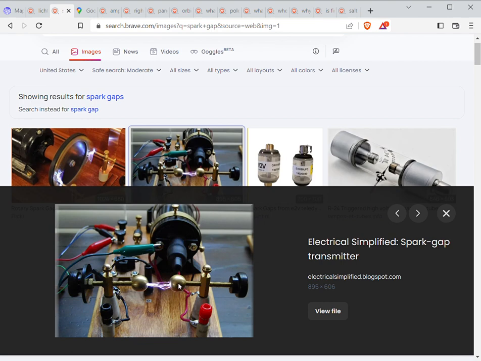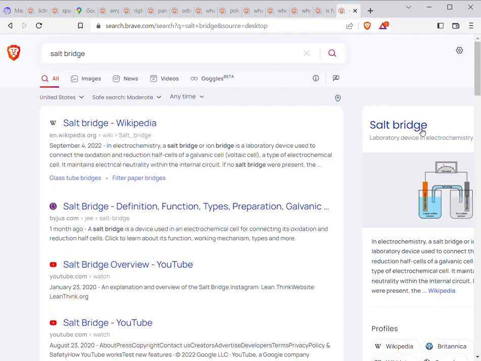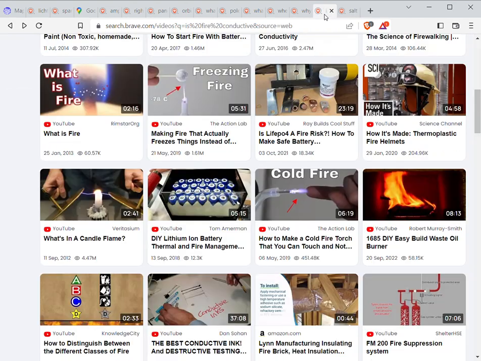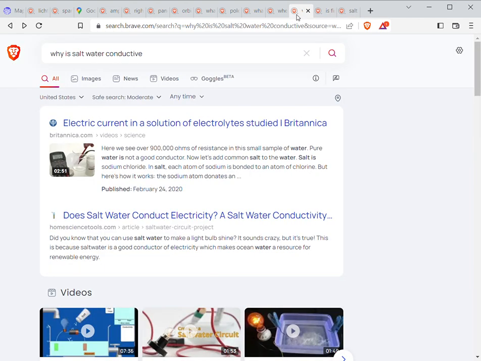the spark gap that we have to consider here, it is this concept of a salt bridge that I was made aware of when I was learning some of the physics, or an ion bridge. And there's actually, I'll come over here to a video. Why is salt water conductive? Is this pretty much what's going on here?